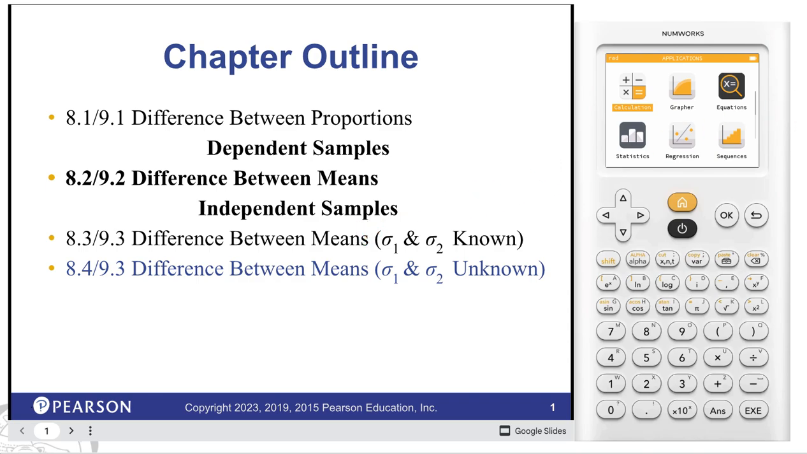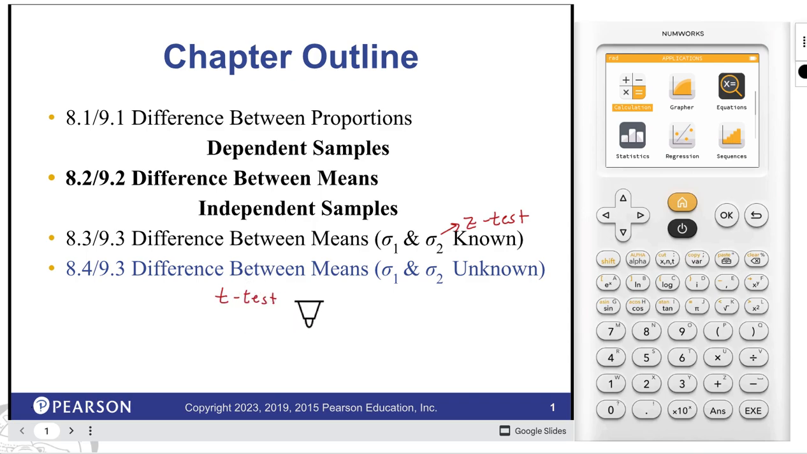This one, we will be looking at the difference between means when the population standard deviation is unknown. And what this means is that we will be doing a t-test rather than a z-test. When we knew the standard deviations of the population, we could do a z-test. Then we had our proportions.